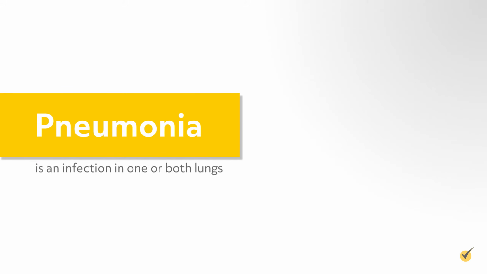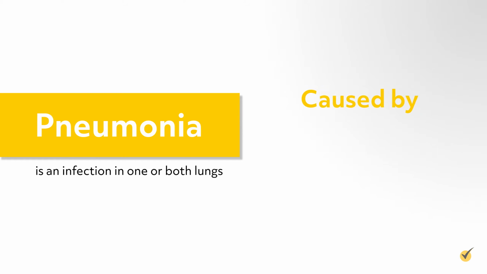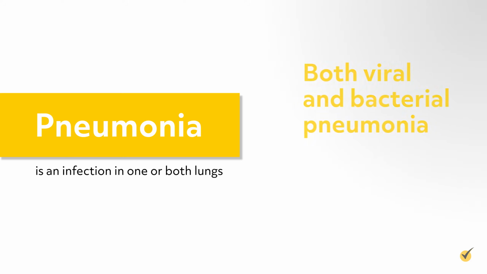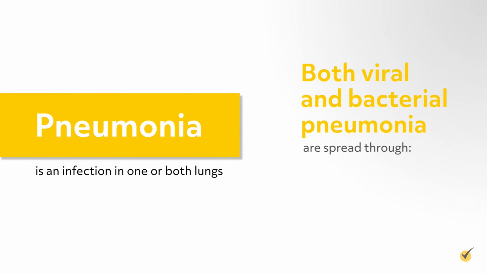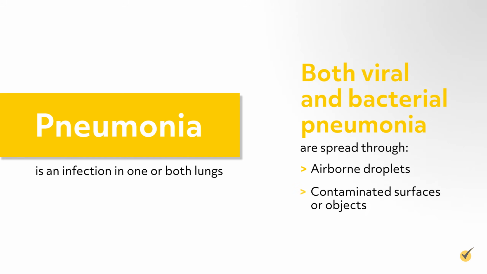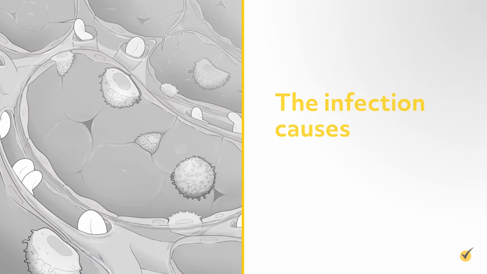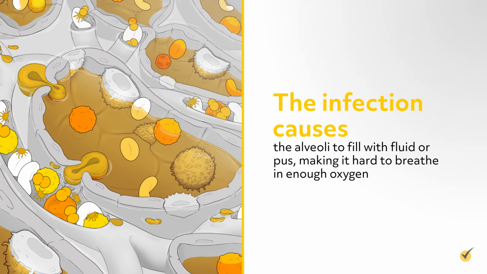First, let's take a look at pneumonia. Pneumonia is an infection in one or both lungs caused by bacteria, viruses, or fungi. Both viral and bacterial pneumonia are spread through airborne droplets and contaminated surfaces or objects. The infection causes the alveoli to fill with fluid or pus, making it hard to breathe in enough oxygen.